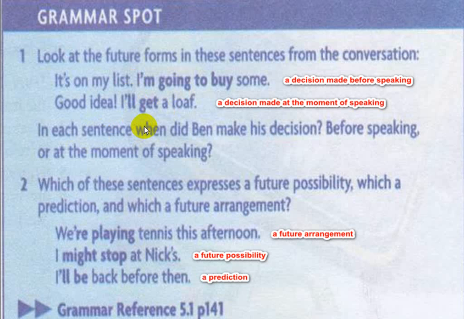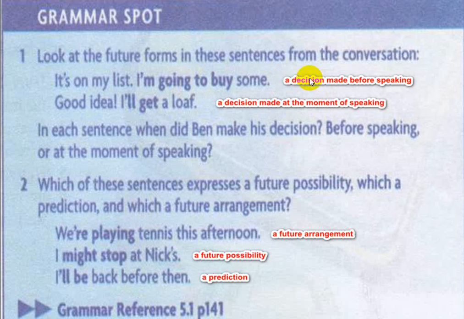In each sentence, when did Ben make his decision? Before speaking or at the moment of speaking? First sentence. It's on my list. I'm going to buy some. It is a decision made before speaking. As we mentioned a little while ago, going to refers to a decision made before speaking. Good idea. I'll get a loaf. Here will is a decision. When we use will, it is a decision made at the moment of speaking. This is the answer.